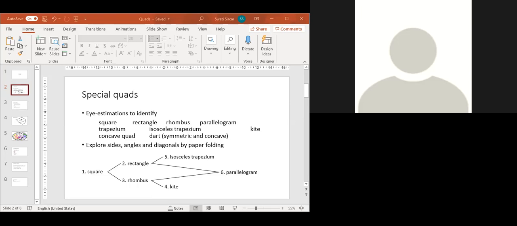In the syllabus, isosceles trapezium is barely there, but I have a bias towards it because the way kite is related to rhombus, isosceles trapezium is related to a rectangle exactly in the same way. Okay, and then of course parallelogram comes at the end. Now, can anybody tell why we are doing parallelogram at the end in this activity with paper folding?